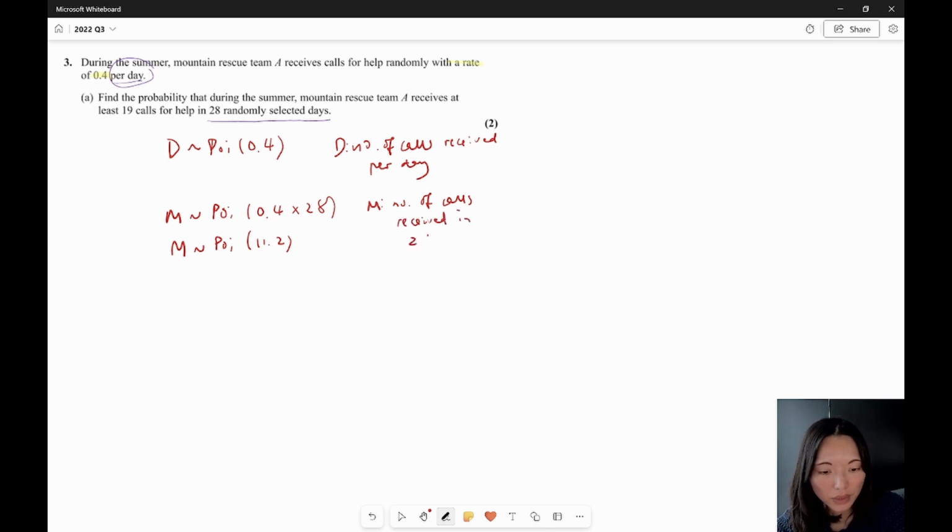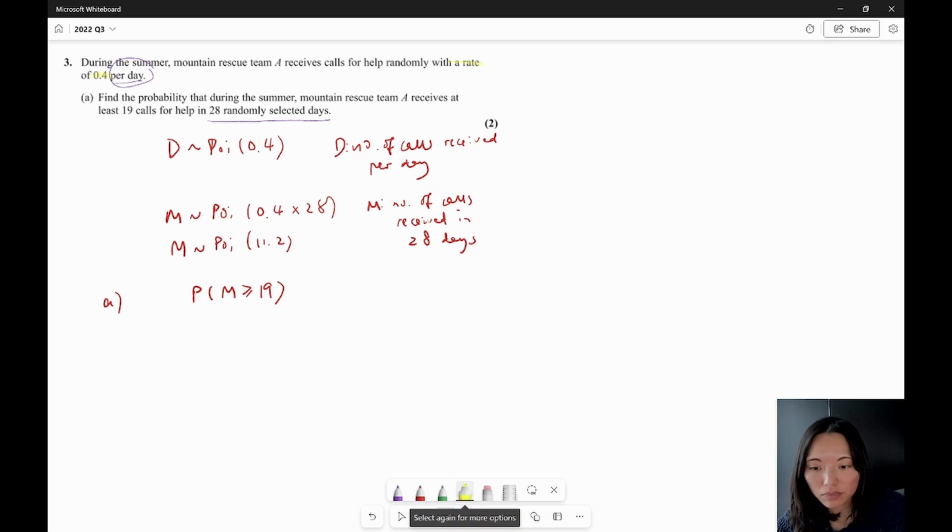Okay. Part A is asking us, what's the probability that during the summer, Mountain Rescue Team A received at least 19 calls? The probability that I need to write out is the probability of M greater than or equal to 19. The other thing we need to pay attention to when writing out an inequality is whether to use greater than or equal to. In the question, it says at least 19. At least 19 means I include 19, and therefore I'm going to write M greater than or equal to 19.